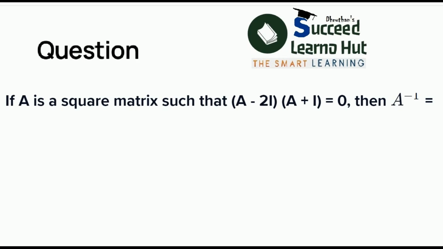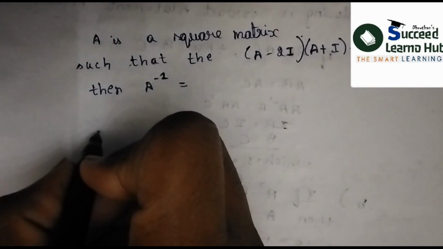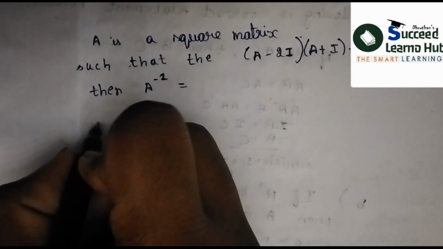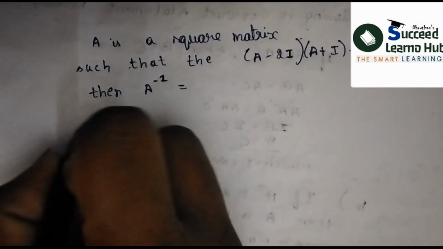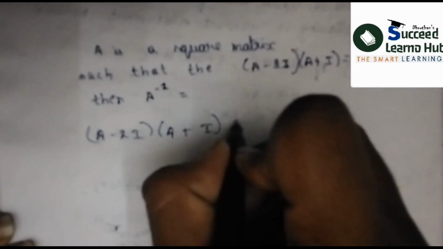Now we have another very important and easy question. If A is a square matrix such that (A minus 2I) into (A plus I) is equal to 0, then we need to find out the A inverse. Come, let's look at the solution. Here, nothing is there but only algebra we need to solve. (A minus 2I) into (A plus I) is equal to 0.